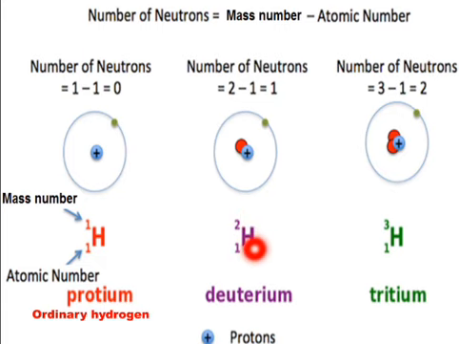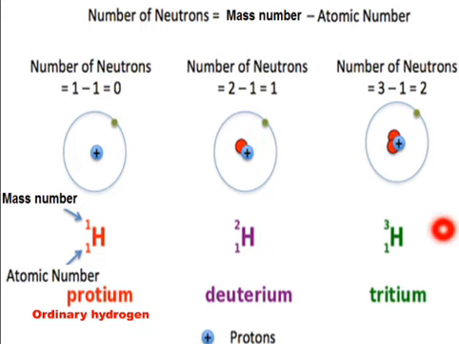So by subtracting the atomic number, or number of protons, that is 1, from its mass number, that is 2, we get the number of neutrons in the nucleus of deuterium, that is 1. So name the isotope of hydrogen that has 1 neutron in its nucleus, that is deuterium.